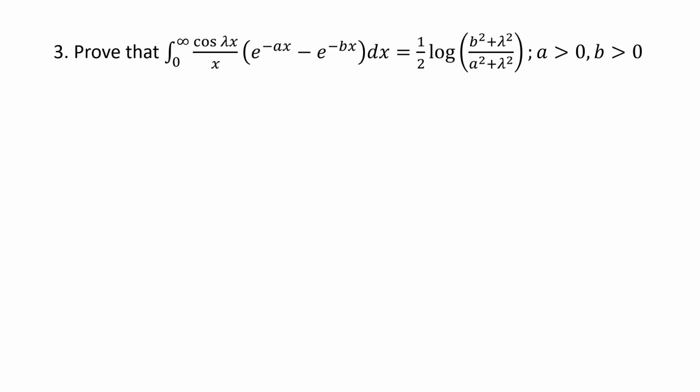Example 3. Prove that the integral from 0 to infinity of cos lambda x upon x, whole into e raised to minus ax minus e raised to minus bx, whole dx, is equal to 1 upon 2 log of b square plus lambda square upon a square plus lambda square, where a is greater than 0 and b is also strictly greater than 0. Okay, so here we have to prove this. Just to prove this, we have to evaluate the given integral.